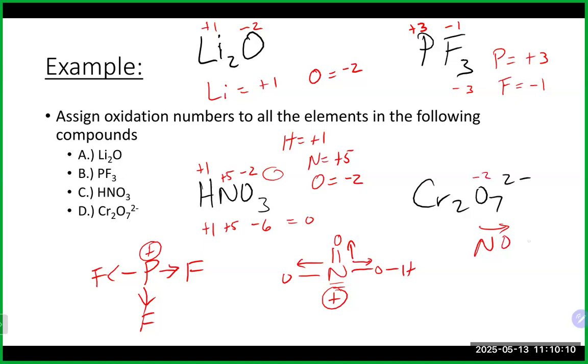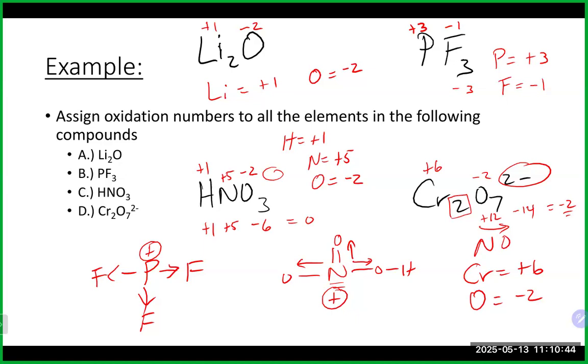Here with our dichromate, oxygen is -2. That gives us a -14 for the oxygens. We do need to equal -2 overall, as this guy has a -2 charge. So that means there are actually 2 chromiums. So that looks like a +6 in that case for each chromium. And that would get us a +12, and a -14 is a -2. So in this case, chromium would be +6, oxygen would be -2. Any questions on assigning oxidation numbers?